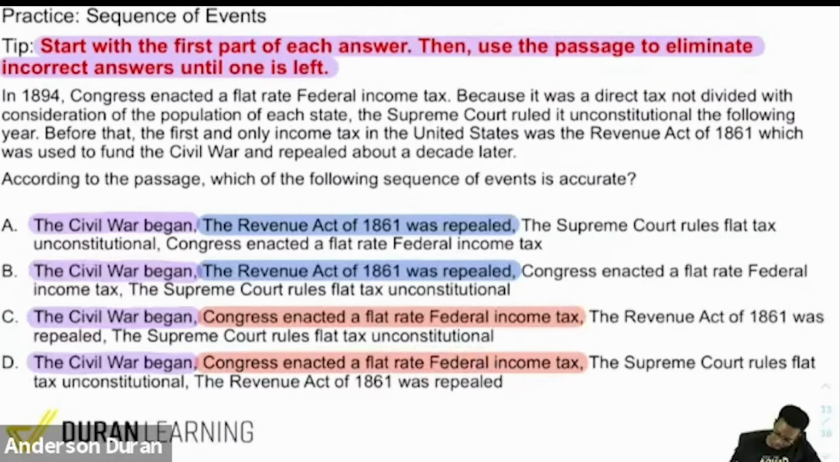It says right here, first sentence, in 1894, Congress enacted a flat rate federal income tax. So 1894, I see answers A and B say 1861. So I'm guessing that's probably going to be right, but let's go ahead and rule out Congress enacted a flat rate federal income tax right there, because it happened in 1894. A and B say 1861. So right there, we can eliminate C and D.